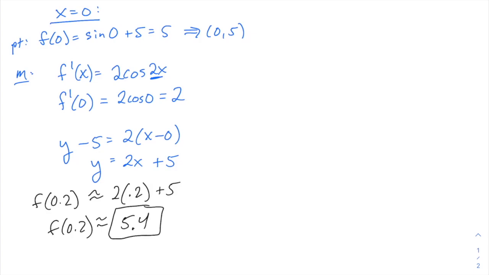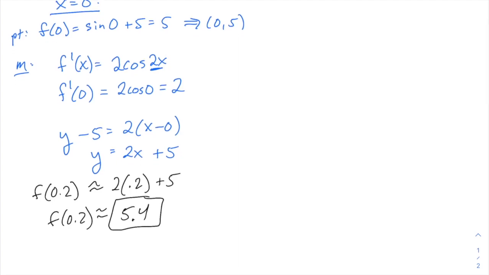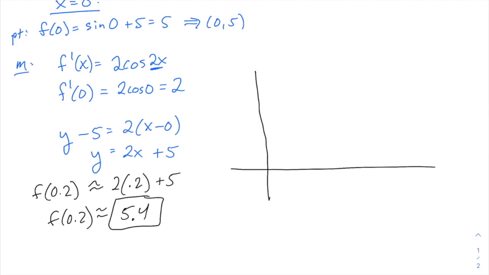Now the question also asks me to determine whether this estimate of 5.4 is more or less than the actual value of f of 0.2. But before I get to that, let's talk about why this is a decent estimate, and this will help us judge whether it's more or less. If you're confused as to why we're even doing this, besides the fact that it said linearization, and that meant write a tangent line and just plug stuff in, let's try to picture this curve here.